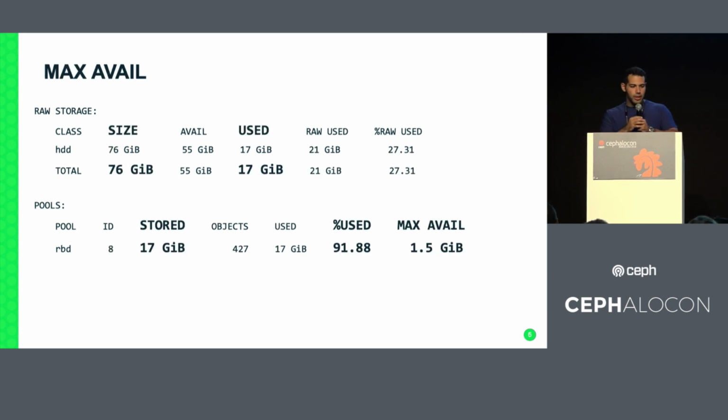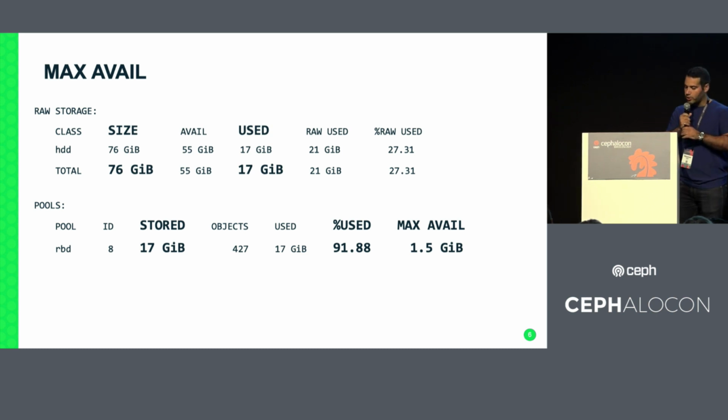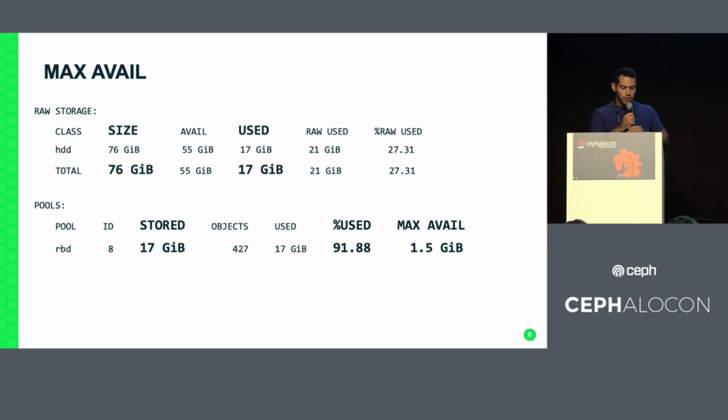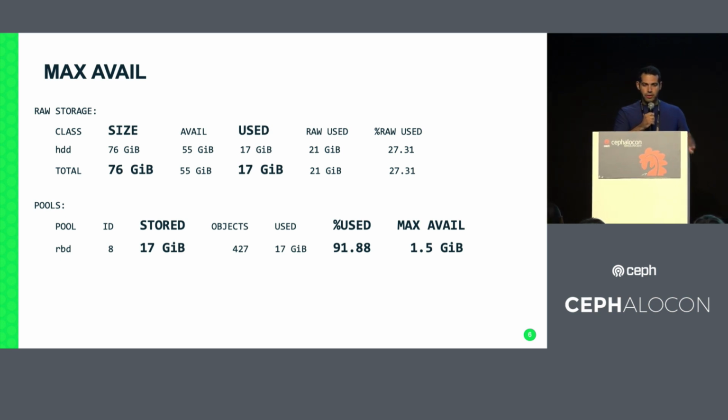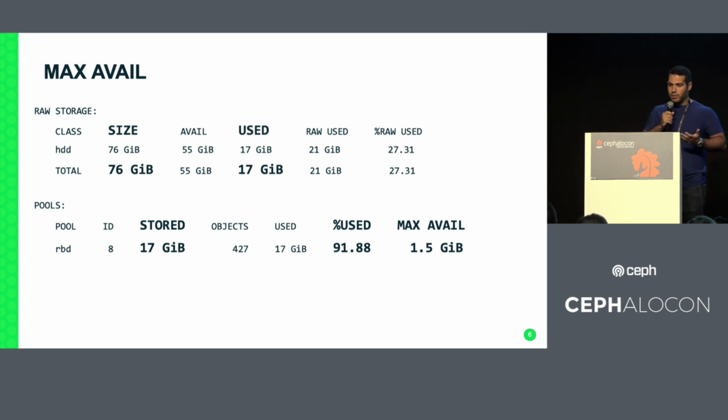If we look at the first example, the max available number in the pool section. I have in this cluster 76 GB in total size, and I've used 17 GB of it. Yet the used percentage is about 92%. So 17 GB out of 76 GB, how does it make sense that it's 92% used and I have only 1.5 GB left? How does that make any sense?